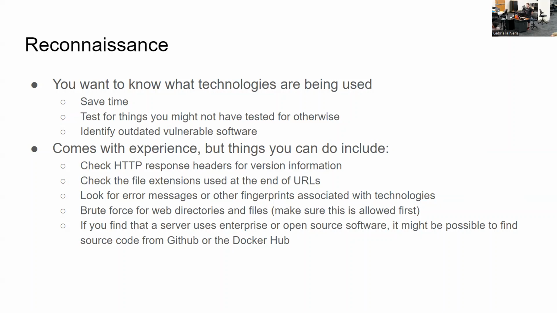As I said before, you can brute force for web directories and files, but you have to make sure that's allowed first, because a lot of CTFs or companies, depending on the context that you're in, don't want you to slow down their infrastructure or cause any denial of service. So you need to ask for permission first. And if you find a server that uses enterprise or open source software, it might be possible to find the source code from GitHub or from Docker Hub. And then you could use the source code to look for vulnerabilities, which is much easier.